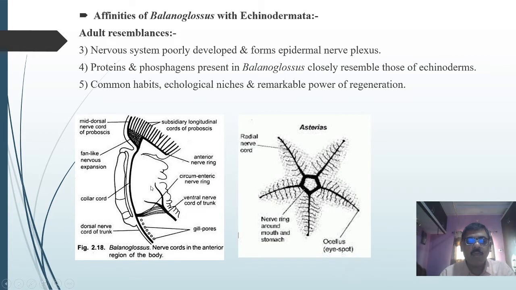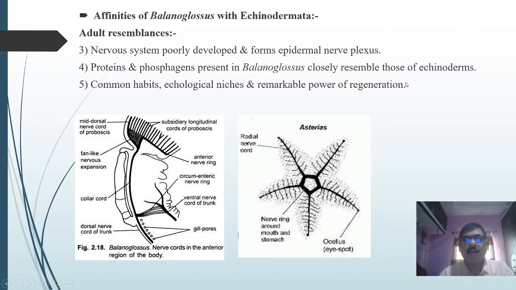Then this is the collar cord, then the circumenteric nerve ring, ventral nerve cord, and dorsal nerve cord. That is the nervous system in Balanoglossus. In Asterias, there is a nerve ring around the mouth and stomach, and the radial nerve cord. So these are comparable structures. In both organisms, the nervous system is poorly developed, without a brain, spinal cord, nerves and ganglia, and it forms the epidermal nerve plexus.